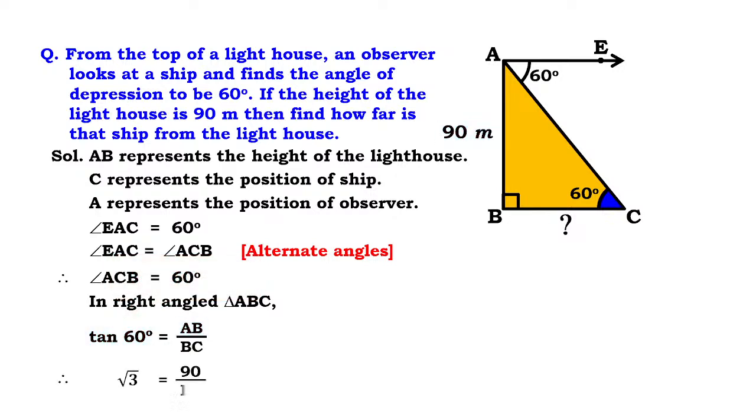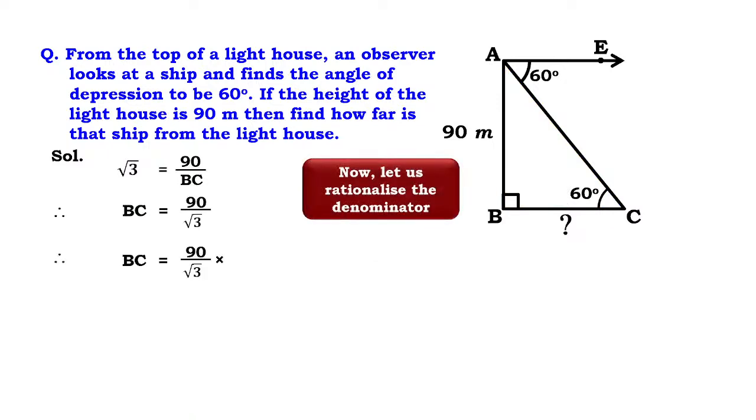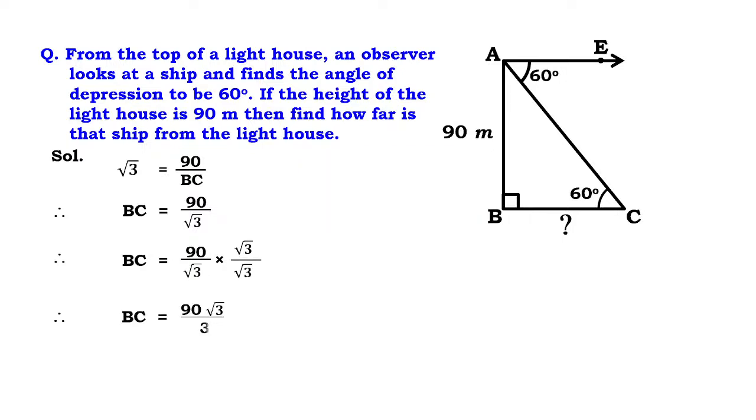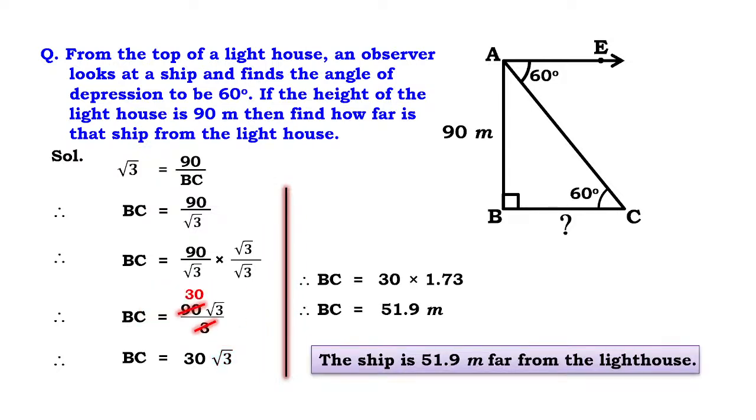And what is AB I have? 90. Okay, so what happens? BC is equal to 90 by root 3. Root 3 will never come in denominator. So when you simplify this, you get 30 root 3, or 30 into 1.73. Yes, 51.9.